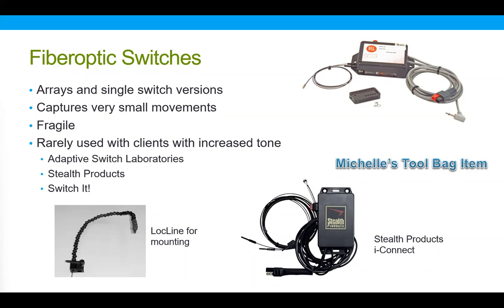You can place it in some lock line, like what is pictured in the lower left. This is rarely used with people who have increased tone. This is great for people with muscle weakness, and these are available from Adaptive Switch Labs, Stealth Products, and Switch It. One of my favorites is the one from Stealth Products, the iConnect. The main reason is that it's so much easier to program the activation distance. It might seem like a little thing, but boy, programming these can be quite tedious. It just takes some time, and it's just a faster thing to do on the Stealth option.